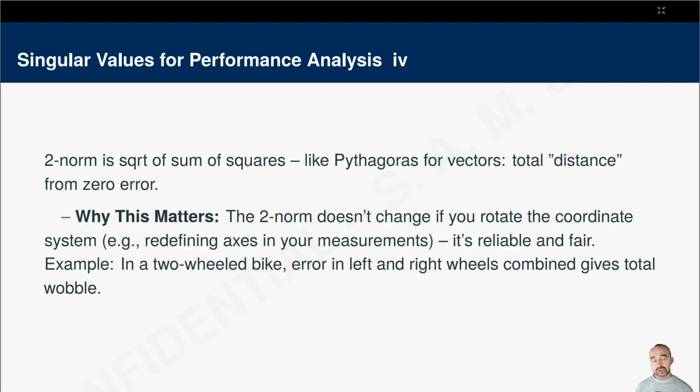So, just to sum up, with multiple outputs, we need one number to summarize total error. Many real systems use weighted norms because units are different, but the 2 norm is the standard starting point, and then we can turn that into a weighted 2 norm to adjust for the difference in units. Just to recap again, if I rotate the coordinate system of outputs, the 2 norm gives the same magnitude. This makes it a clean performance metric.